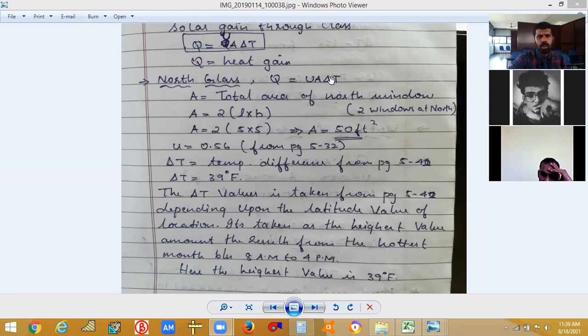What is it? 21.84. How did you get 21.84? Just multiply this 0.56 with 39 with area 50 square feet. What is the value that you will be getting? Is it 20? Is it 21 point something? Others also, just find it out and show me. Is it 21.84?